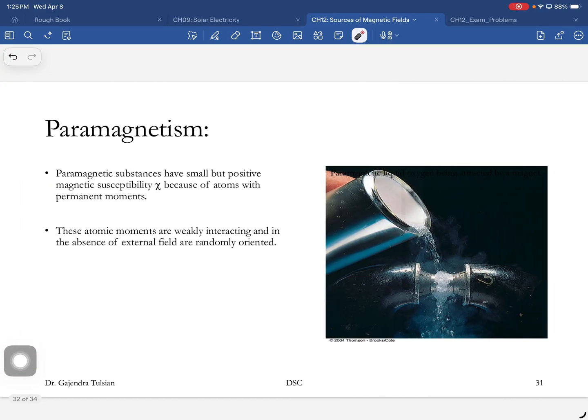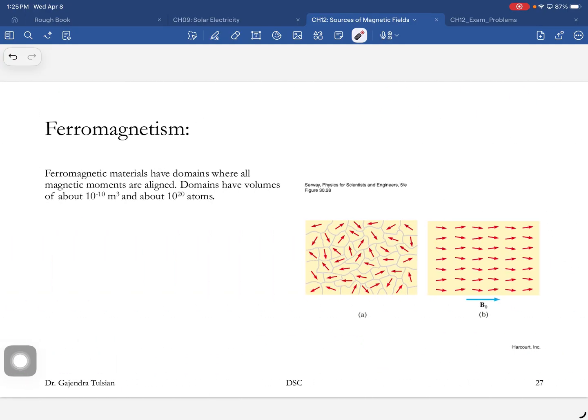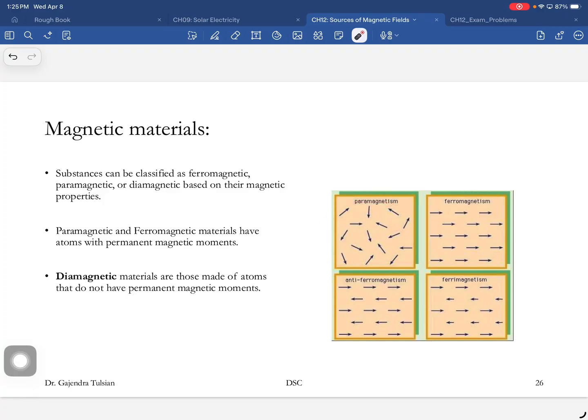I just want to mention that paramagnetic substances have small but positive magnetic susceptibilities because of atoms with permanent moments. These atomic moments are weakly interacting and in the absence of external fields are randomly oriented. That means this diagram. They do not interact strongly enough to influence each other and align, like in a ferromagnetic material.